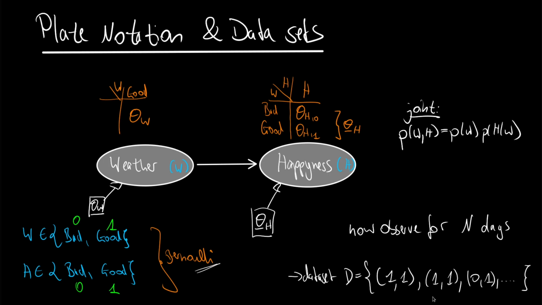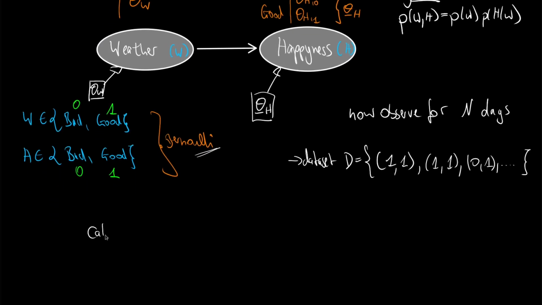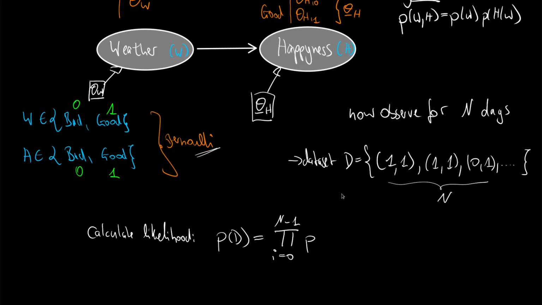And if you now want to calculate the likelihood, what you would do is, well, you know these are n observations of your model. You just take the product over the probability of an instance of the sample that you get, over all the samples. So P of D, the probability of the dataset, is the product from 0 to n minus 1 over the probability of the weather being your ith observation and the happiness being your ith observation. So for instance, P of 1, 1 times P of 1, 1 times P of 0, 1, and so on and so forth.